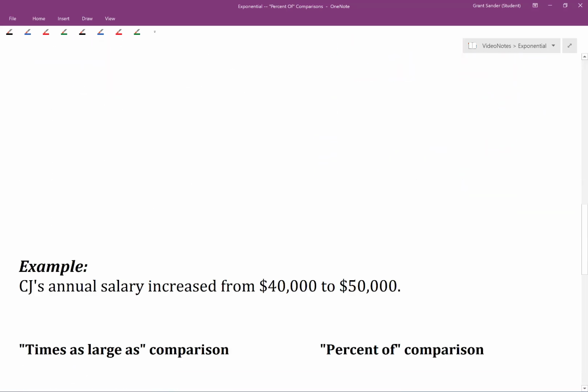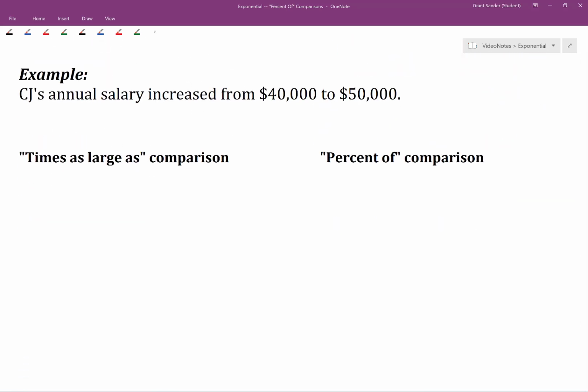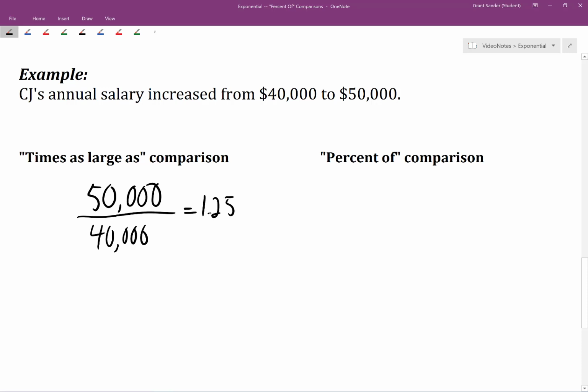Let's look at an applied example. Suppose CJ's annual salary increased from $40,000 to $50,000. Let's start by doing a times as large as comparison. If we do his new salary, $50,000, divided by his initial salary, $40,000, we get a value of 1.25, which tells us his new salary is 1.25 times as large as his original salary.